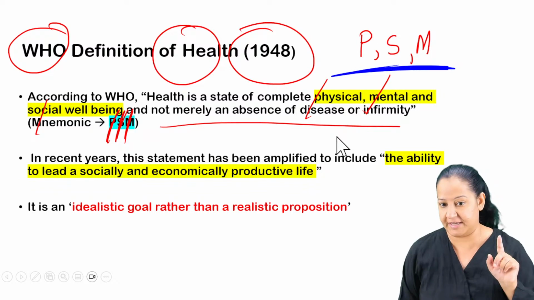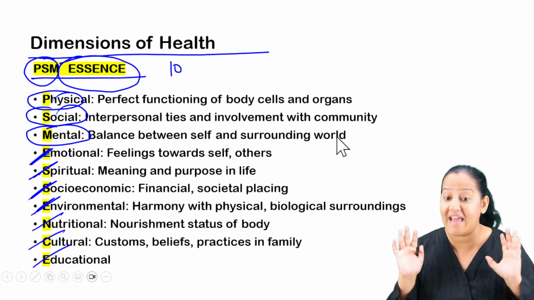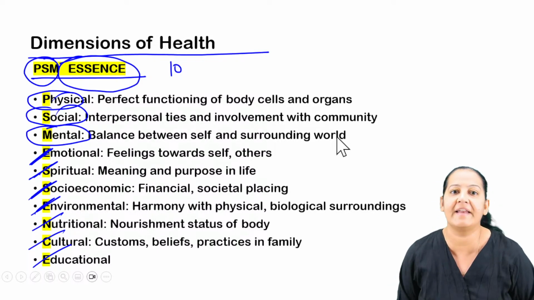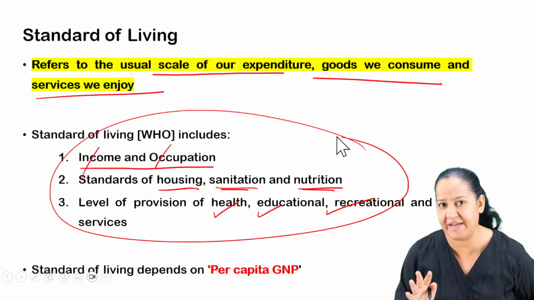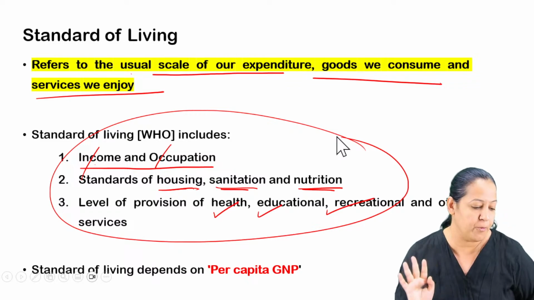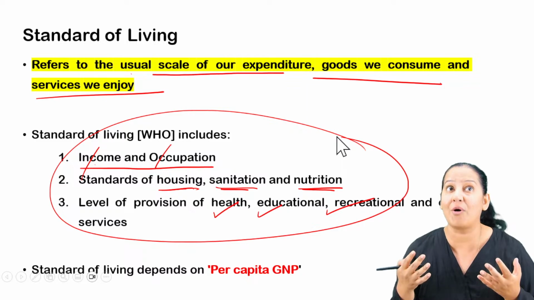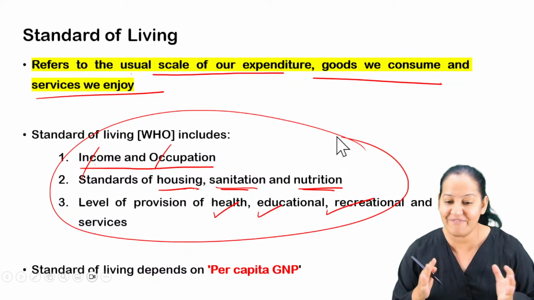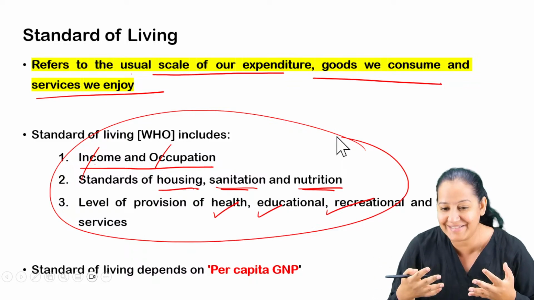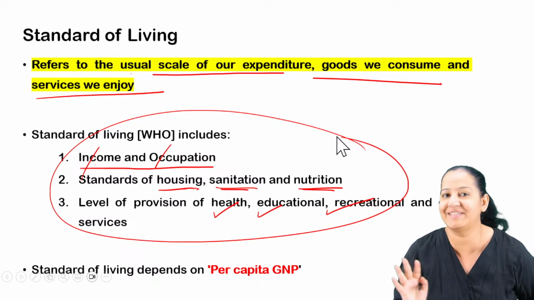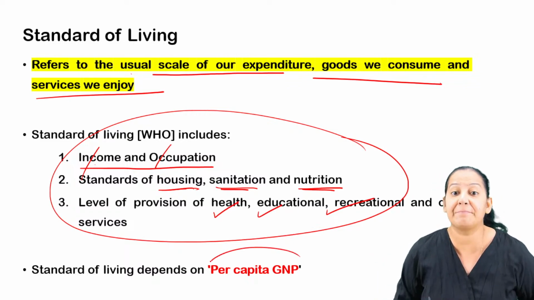Till now, I taught you three things. The WHO definition, learn the three components, PSM. The dimensions of health, learn the components, there are 10 components, PSM essence, we will repeat. And standard of living, learn the components of standard of living. So you get the question, which of the following is not a component of standard of living? These things are very confusing, they look related, actually these are different.